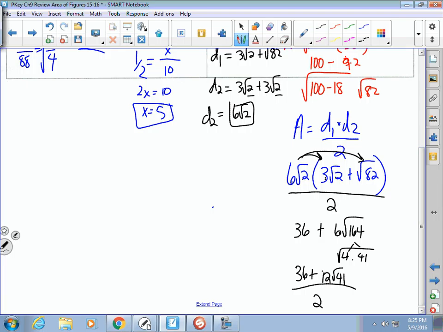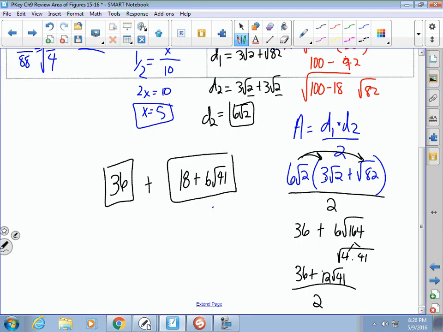All right, when I take half of that, guys, I can take half of 36, I can take half of 12. So really I have 18 plus 6 square root of 41. So that's my area of my kite plus my 36, which is my area of my square. And that is my final answer. Okay, it's an expression. Oh, no, forgot. We can combine those. Those are like terms. Those are whole numbers. So it ends up coming to be 54 plus 6 square root of 41. Sorry about that. That's your final answer.